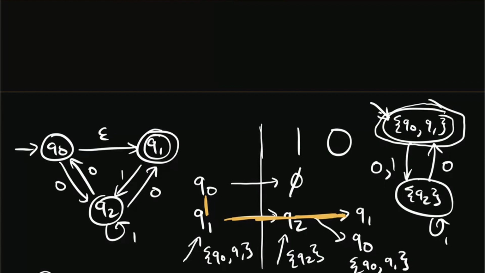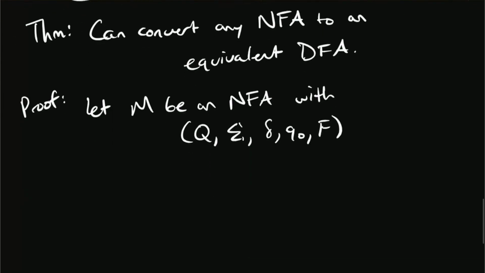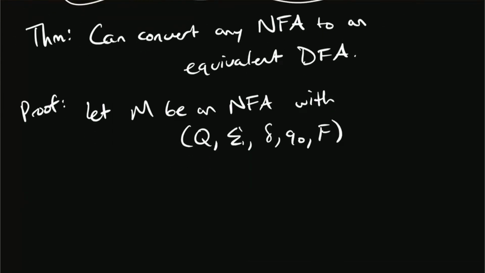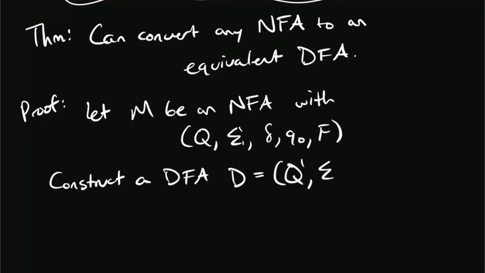But could we possibly access all of them in the general case? Not just this example, but could we do all possible subsets, possibly? Okay, well, let's consider that when we do our conversion in the general case. So let's construct a DFA, D for Dougherty, obviously, Q prime, sigma, so the same input alphabet, different transition, different start state, different final states.